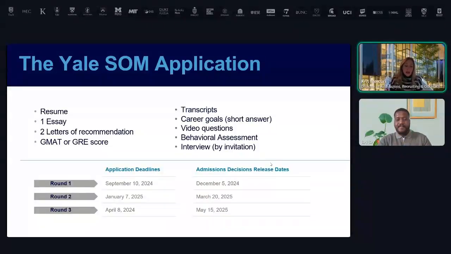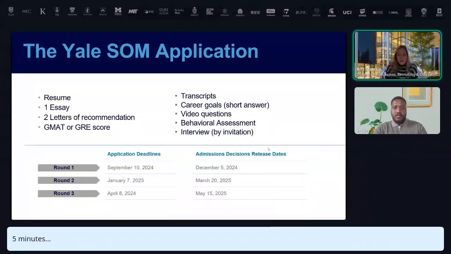At Yale, one of the things that we need to do as an admissions committee is feel confident you can do the work, that you're academically prepared to do the work at Yale. And all top business schools, this is a part of their process. They have to forecast, can you do the work? For us, we look at three things to make that assessment.